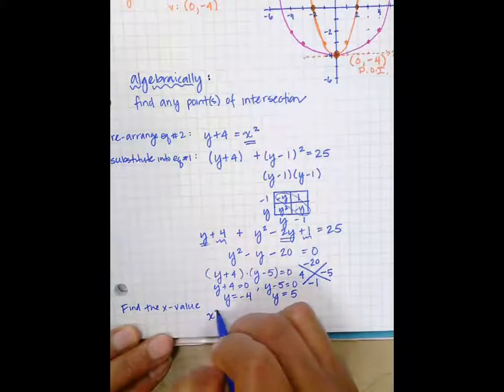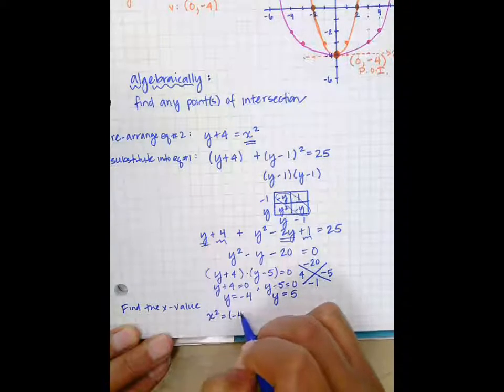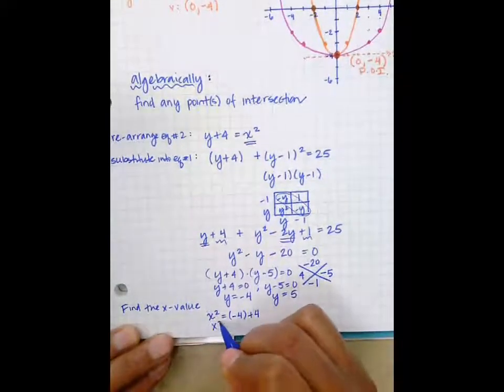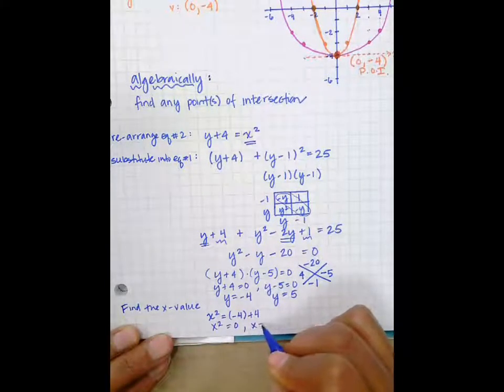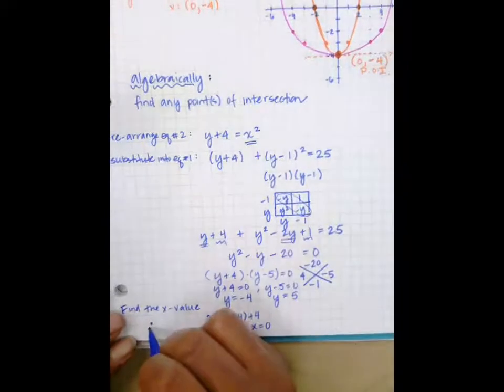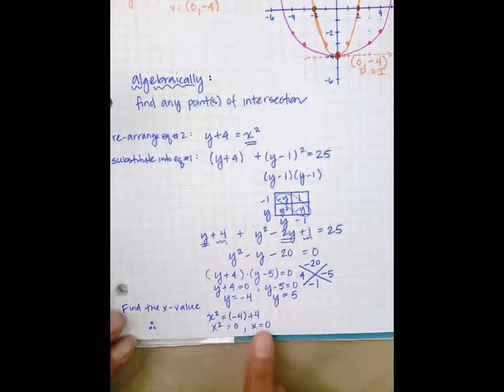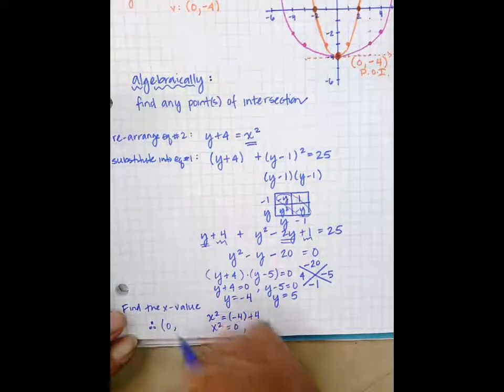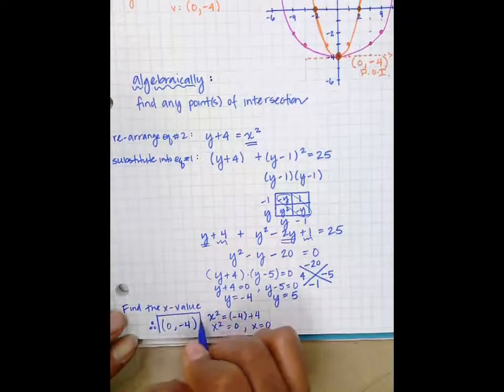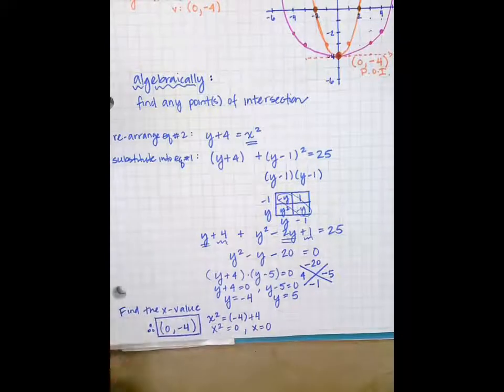We've got x squared equals, well, the y is negative 4, plus 4. So x squared equals 0, which means x equals 0, because there's no plus or minus 0. Therefore, one of the points of intersection occurs when the x value is 0 and the y value is negative 4. Notice on my graph, I graphically figured out that point of intersection.